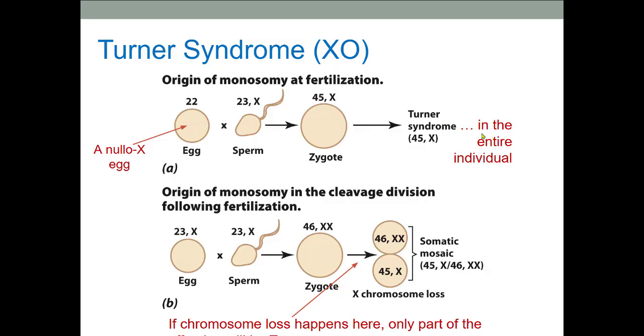The other way this can happen is a normal egg and a normal sperm coming together to form what would be a normal female zygote, 46,XX. And then we end up with a loss of an X chromosome in that first or one of the early somatic divisions. In this case, we would have a chimera, where the tissues that develop from this part of that organism would be normal, and the tissues that develop from this part would be Turner, would be aneuploid. So a somatic mosaic, this is called.